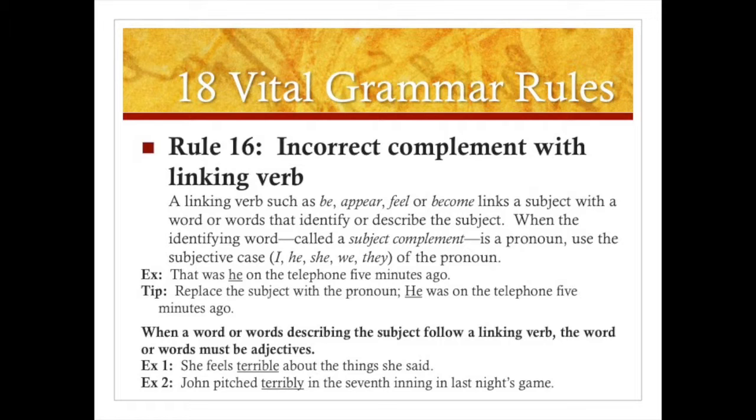When a word or words describe the subject following a linking verb, the word or words must be adjectives. So, example 1: she feels terrible about the things she said. Terrible is talking about how she feels. Example 2: John pitched terribly in the 7th inning in last night's game. If it were "John pitched terrible," then you'd be saying John was terrible, when in reality you're talking about the way he pitched. In example 1, feels is a linking verb, so you use an adjective. In example 2, pitched is an action verb, so you use an adverb to talk about the way he pitched.